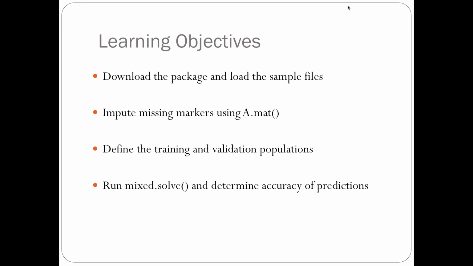So just going through the webinar, I'll be sure to explain more about the basic commands and how to use those commands in rrBLUP. So going back to our learning objectives for today, first I'll go through how to download the package and load the sample files. Like Sean said, the sample files are from the TCAP project and are available online. I'll then go through imputing missing markers using the A.mat command, define the training and validation populations, and then finally run mixed.solve to determine the accuracy of the predictions.